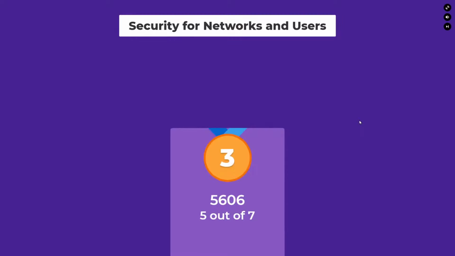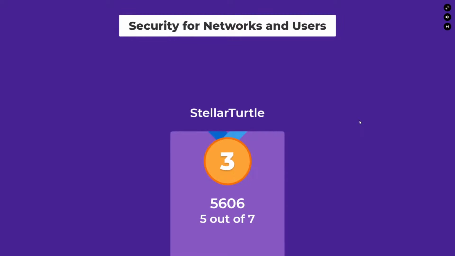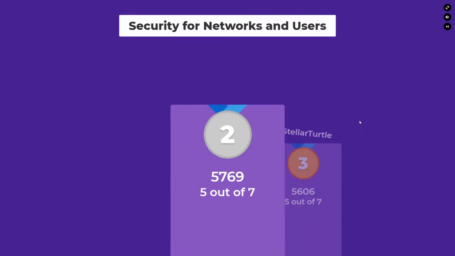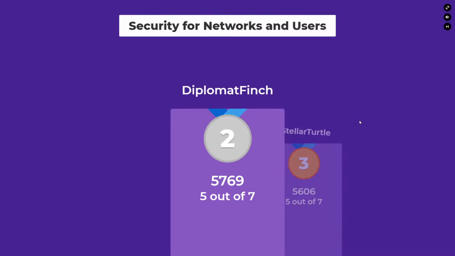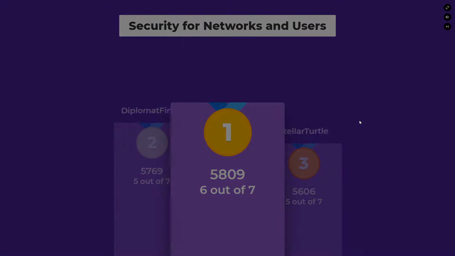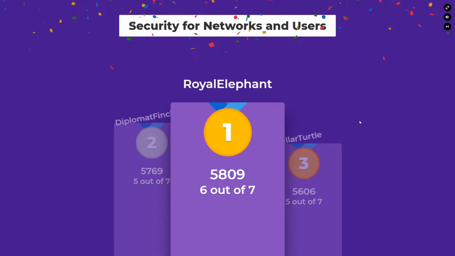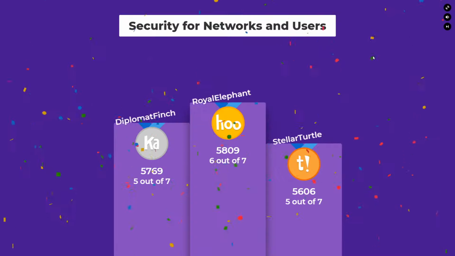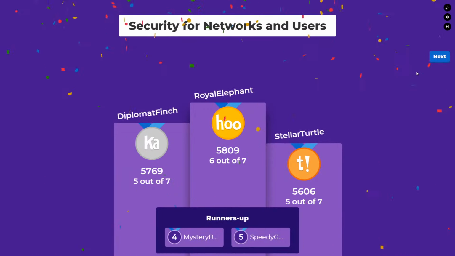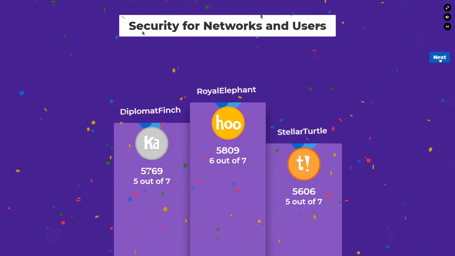On the podium, please. With 5,606 points, third place, Stellar Turtle. Second place, Diplomatic Finch. And in first place with 5,809 points, Royal Elephant. Nice, nice, nice. Congratulations, everybody.